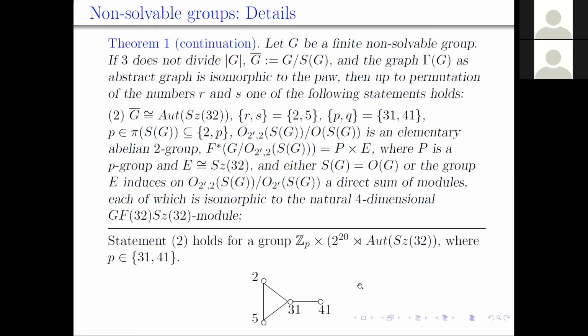The second possibility is G dash is Suzuki 32, and the conditions on numbers R, S, P, Q, and the normal structure of G you can see on this slide. And this possibility is realized for a group of such shape. And we can see the Gruenberg-Kegel graph of such groups for P equal to 31.